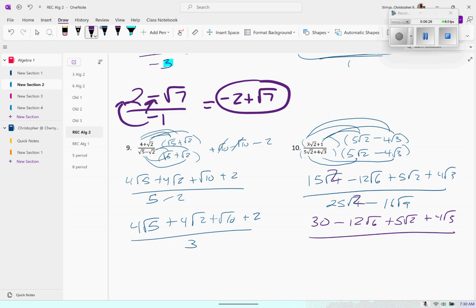On bottom, that's going to give me 2, so that's 50, because 5 times 2, that's 3. 16 times 3 is minus 48, and 50 minus 48 is 2. If each of these numbers were even, I could reduce, but I can't. That's our answer right there.